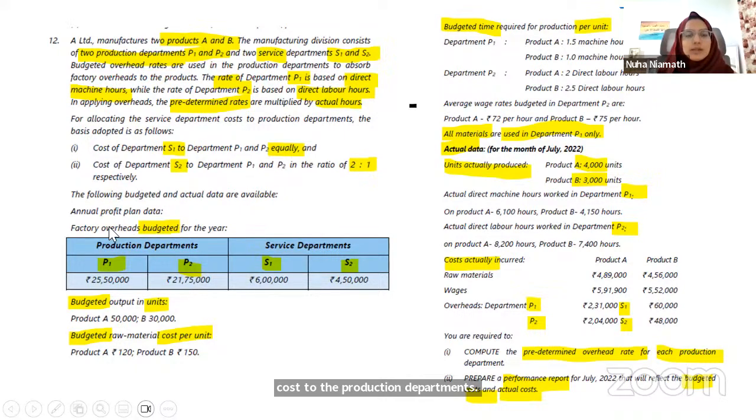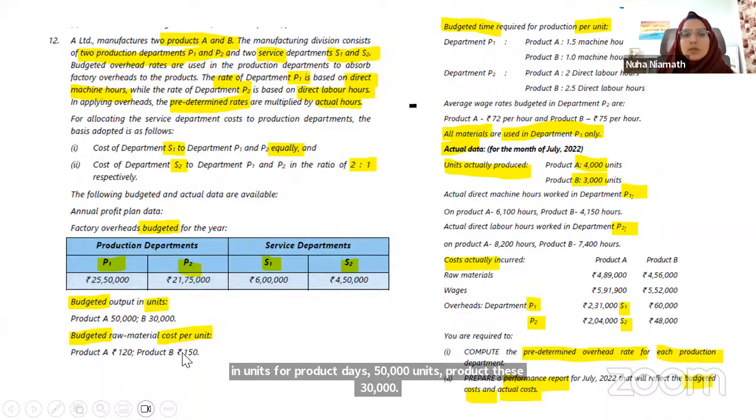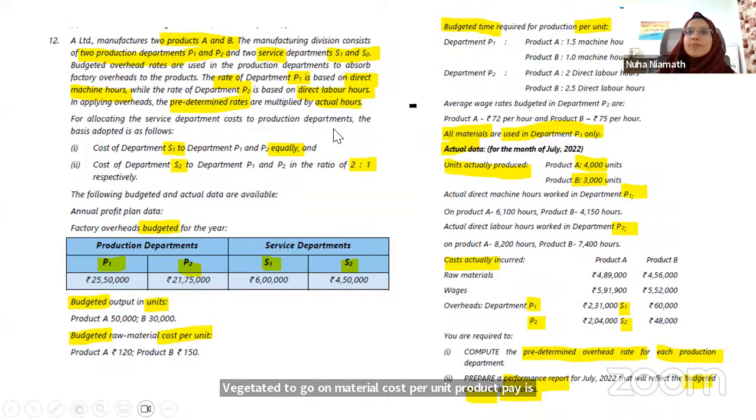Annual profit plan data. Factory overheads budgeted for the year. Please note this is the budgeted costs. For production department P1, it's 25 lakhs 50,000, P2 is 2175, S1 is 6 lakh, S2 is 4 lakh 50,000. Budgeted output in units for product A is 50,000 units, product B is 30,000 units. Budgeted raw material cost per unit, product A is rupees 120, product B is rupees 150.